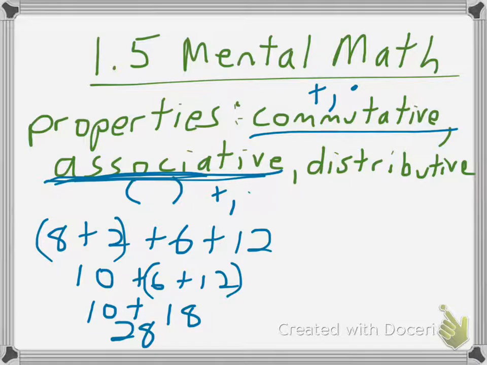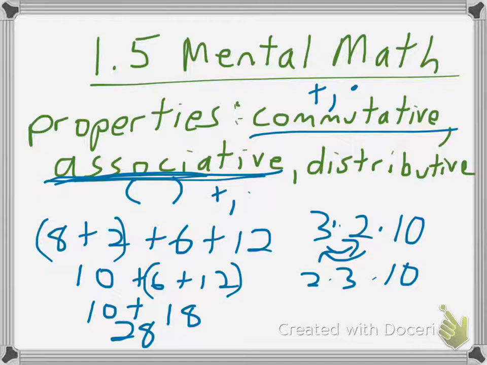And then 10 plus 18 would give me 28. All right, I could also have one where I'm multiplying and I could do a different order there. So if I had 3 times 2 times 10, I could switch the order if I wanted, so I can make this 2 times 3 times 10, and that's the commutative property, which would give me 6. 6 times 10 would give me 60. So whenever you're just adding or just multiplying, you can do whatever order you want to make the problem easier.